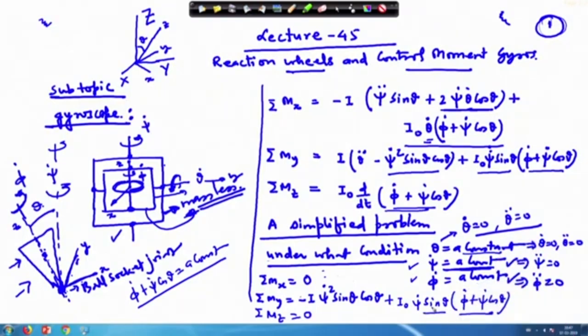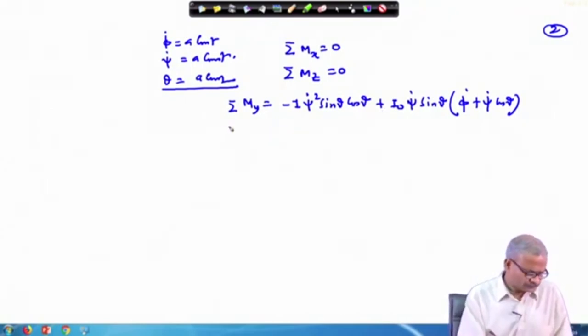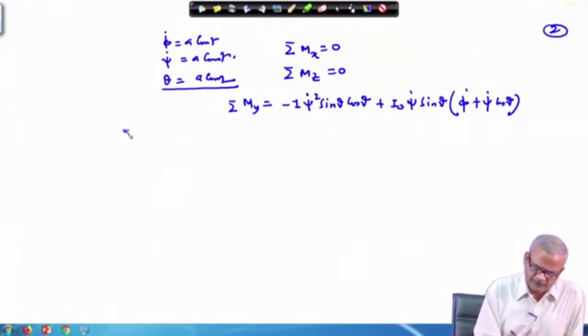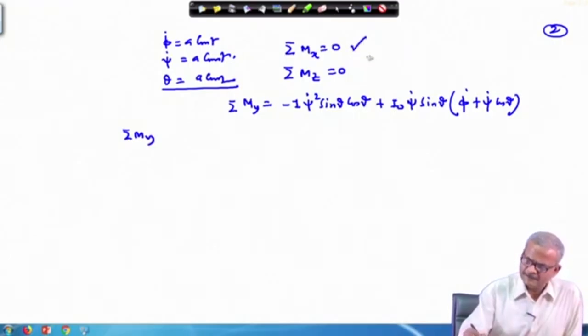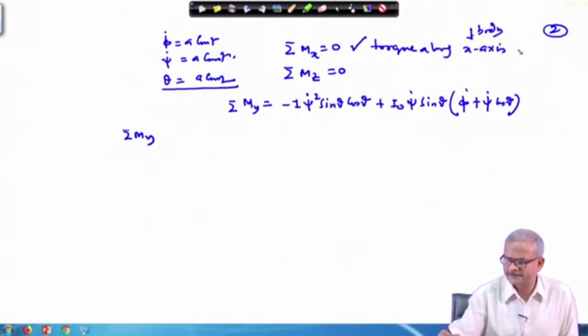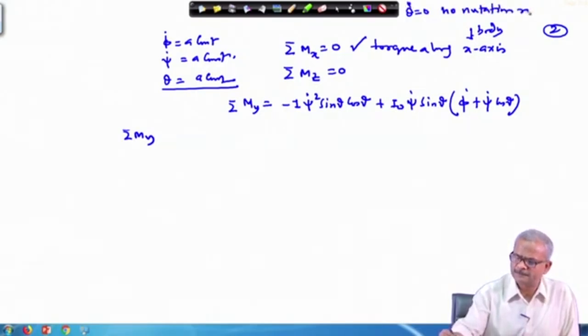In this particular part, we can rearrange it. So, from here then we get the desired solution. Our solution will be E m y, meaning what is required, that torque along the x axis should be 0. Remember, this is the body axis which is nutating and precessing, the x axis. Here in this case, because theta dot equal to 0, theta is a constant. So, no nutation rate, but nutation angle is present. And this is the torque along the z axis, all these are the body axes.